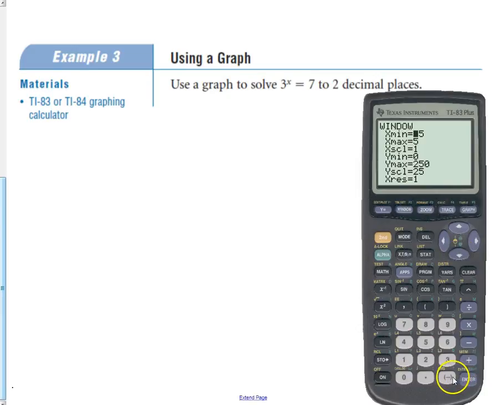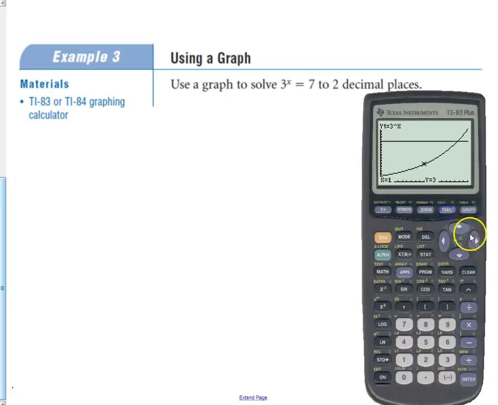Instead of going from -5 to 5, let me go to, say, 0 as a starting point, and how about 2 as a maximum, and I'm going to increase by, say, 0.1. And then for y, let's go from 0 to, well, I don't need to go any higher than 7, because that's where the two lines cross, and let's increase by, say, 0.25. So go back here. Keep in mind the scale on the x is between 0 and 2.